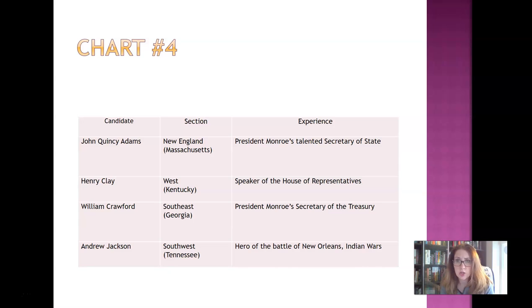We have John Quincy Adams, who was the Secretary of State. He was from Massachusetts. We have Henry Clay, who was the Speaker of the House. He was from Kentucky. We have William Crawford, who was from Georgia. He was the Secretary of Treasury. And then, of course, Andrew Jackson, who was a hero of the Battle of New Orleans. And he also had success fighting against Native Americans in various parts of the country, specifically in the South. Florida is a state partially because of some of the things that Jackson did in Florida.